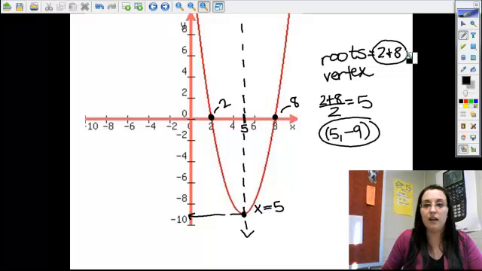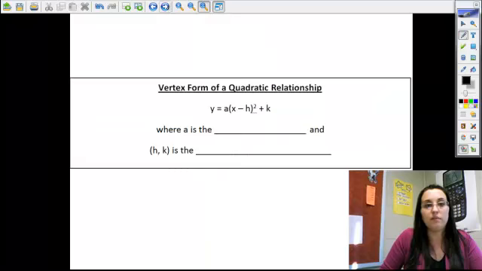All right, and then the last step is going to be to look at a different form other than the general form for the equation. This is called vertex form, and that's where the vertex really comes in handy.